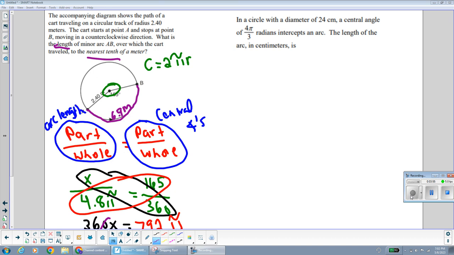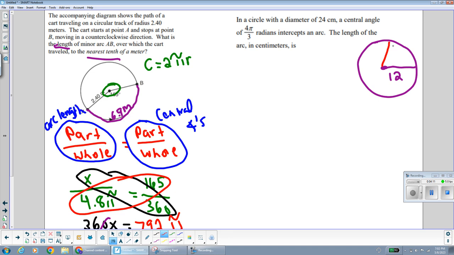Moving on to the next example, we're told that we have a circle with a diameter of 24 centimeters. So that means the radius is 12 centimeters because that's half of the diameter. And a central angle of 4 pi over 3 radians. And we need to find the length of the arc. Now, this time, unlike the last one, our angle is in radians.